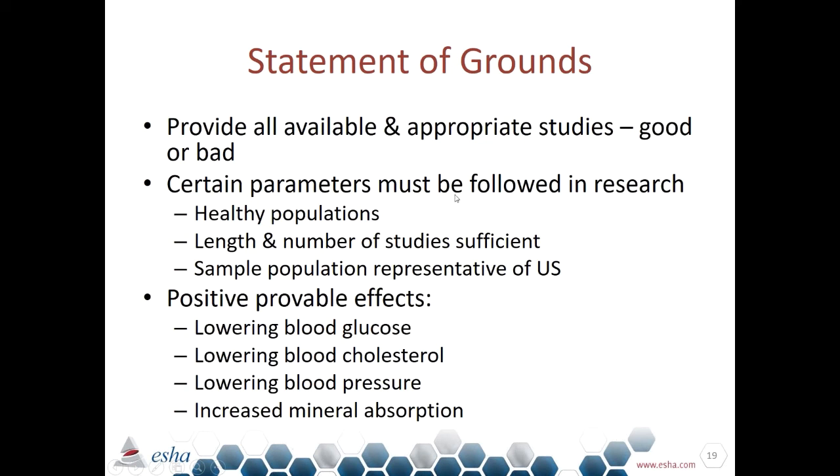Also, there are certain scientific parameters that must be followed in the research. So are the studies being conducted on healthy populations and populations that are representative of the United States? Also, things that they would determine are what was the length of the study and how many studies were evaluated and what number would be sufficient. So those are just a few of the parameters that the FDA would expect you to follow when providing your statement of grounds. Also, very importantly, obviously we would want to prove positive effects. So these physiological benefits for human health, things like lowering blood glucose, lowering blood cholesterol, lowering blood pressure, increased mineral absorption. There are additional things that can contribute to that as well.